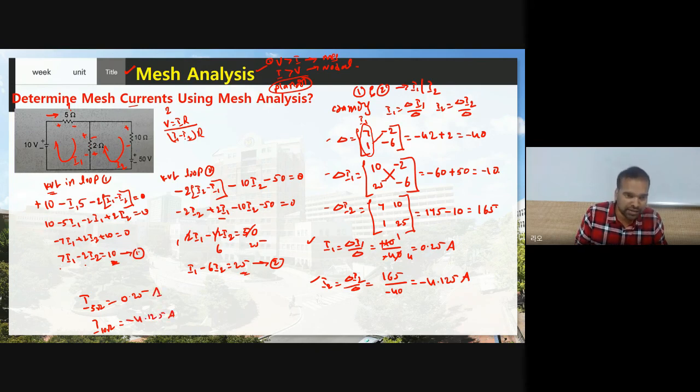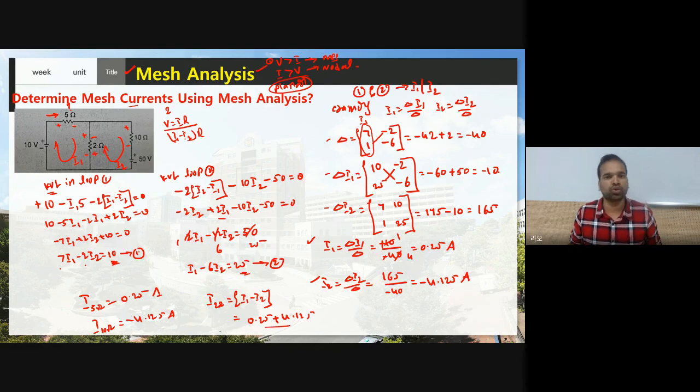Now what current is flowing at the 2 ohm resistor? If you consider loop 1, I1 current and I2 current are flowing. So I can write the current flowing at 2 ohm is I1 minus I2. I1 is 0.25 and minus 4.125, minus minus will become plus, so 4.125 ampere. This is the current flowing at the 2 ohm resistor. Okay, now everything is fine.